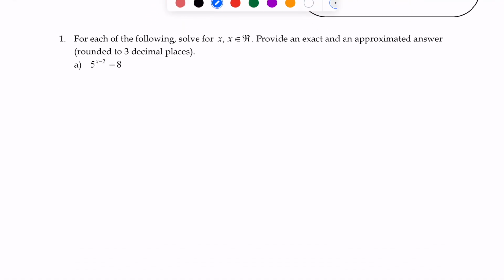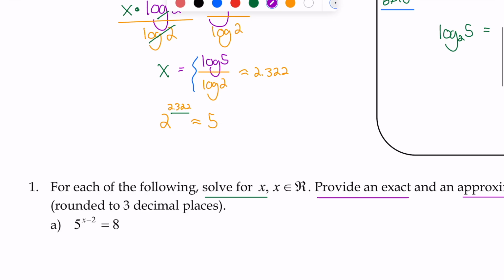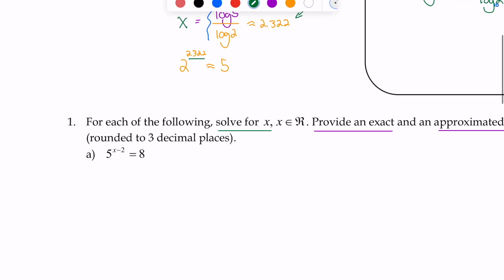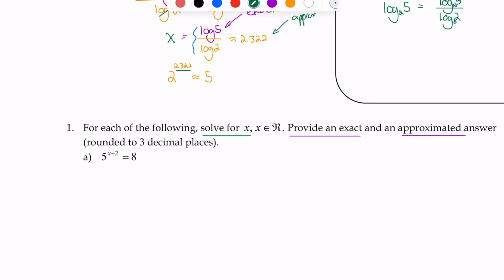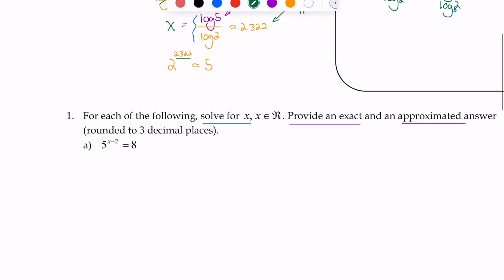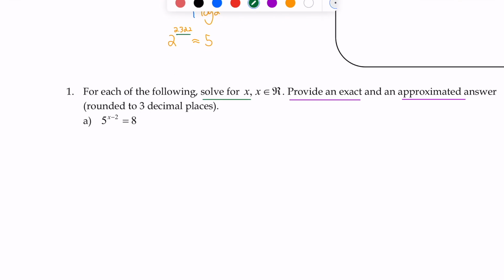So for these problems, we're solving for x, so we're solving exponents. And I'm asking you to give me exact and approximate, okay? So that means you're either going to leave your answer like this, that is exact, or like this, that is approximated. If it says exact, you leave it just with logarithms. If it says approximated, put it into decimal. And how many decimals? I don't know, 2.